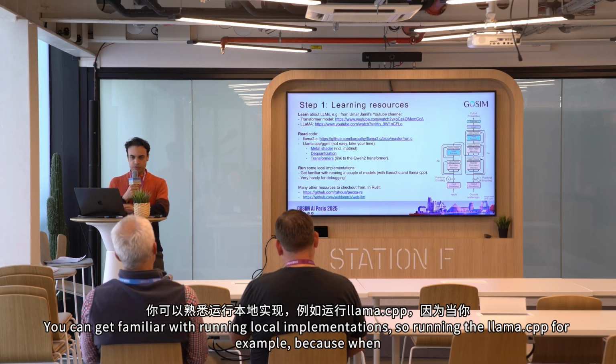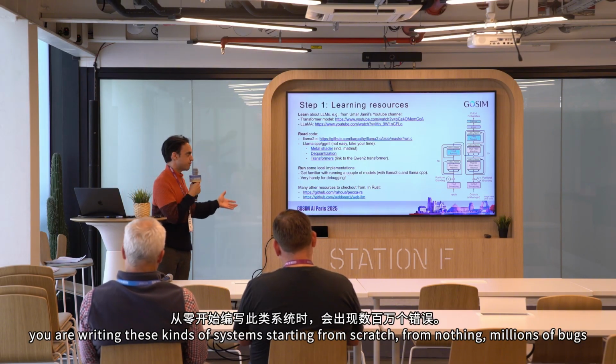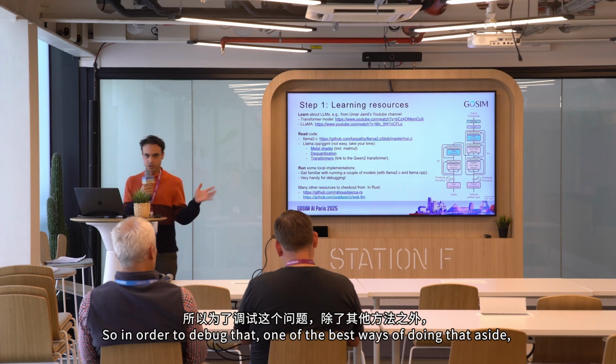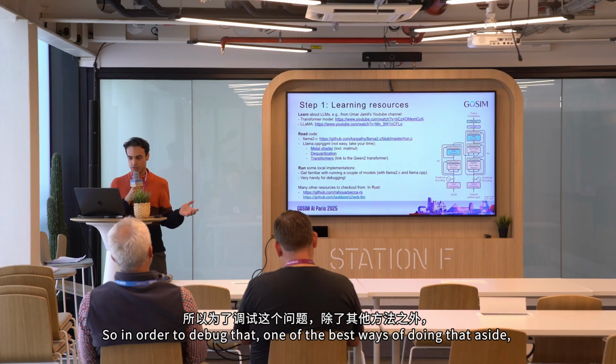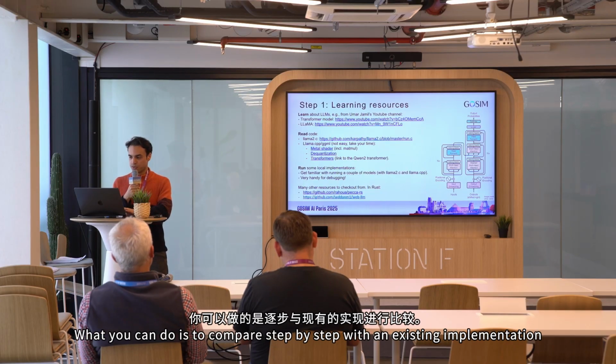You can get familiar with running local implementations, so running llama.cpp, for example, because when you are writing these kinds of systems starting from scratch, from nothing, you will have a million bugs. So in order to debug that, one of the best ways of doing that, aside from unit tests for every single one of your operations, is to compare step by step with an existing implementation.